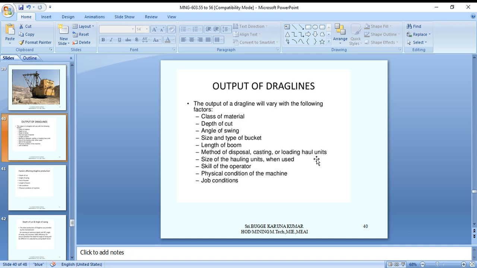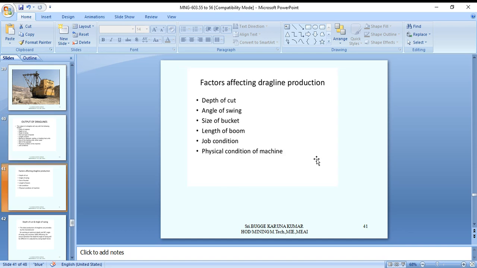So class of the material, depth of the cut, angle of swing, size and type of bucket, length of the boom, method of disposal, casting or loading haul units, size of the hauling units, skill of the operators, physical condition of the machine, job conditions. These are the influencing factors for the dragline.